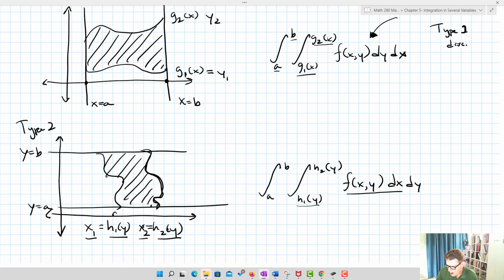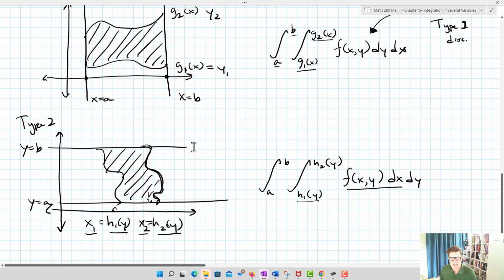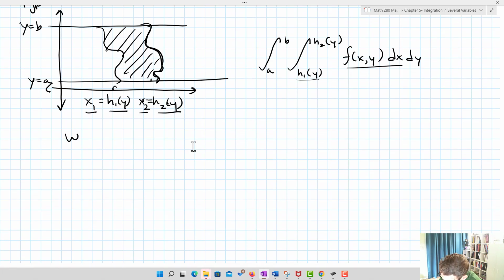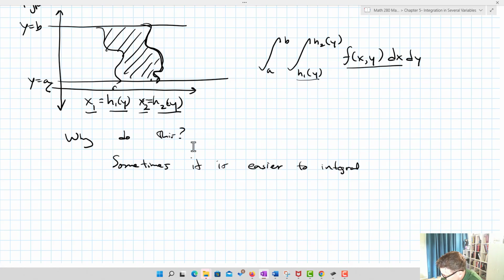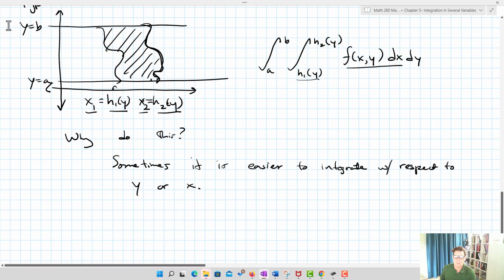So why do we do this? The reason for us to do this is because sometimes it's easier to integrate with respect to y. Sometimes that's just the easier thing to do, or x. It just depends. Hard and fast rules, not really. Sometimes we want to look at the graph or the region that we're graphing over. But basically, we're given these two different choices.